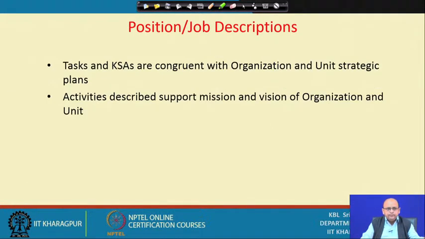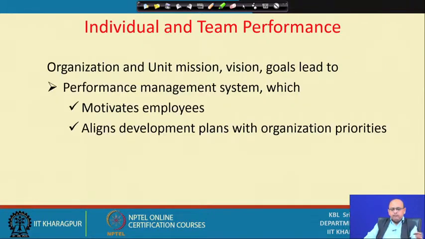Now, moving further, we talked about positions or job descriptions. That is very, very important, because you need to identify that the jobs and the competencies that people have are matching, in order to achieve the goals and objectives of the organization, because if they are not matching, then probably whatever you are going to do is not going to support the vision and mission of the organization. So, ensure that the competencies are matching with the requirements of the job.